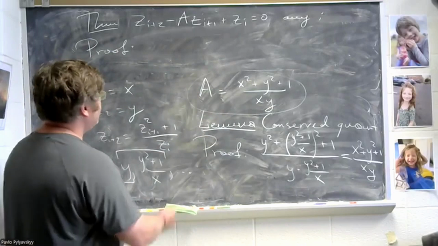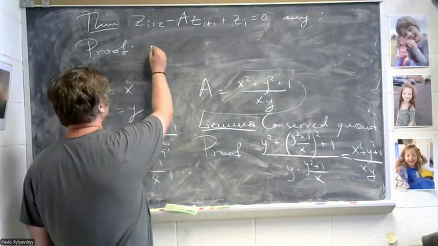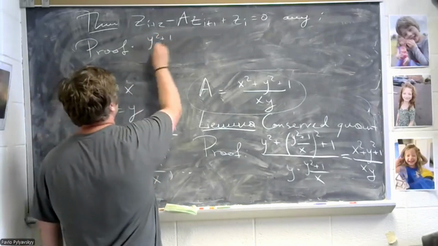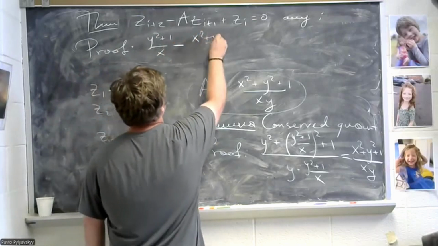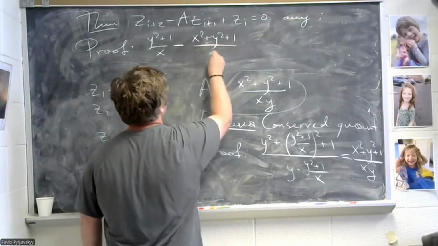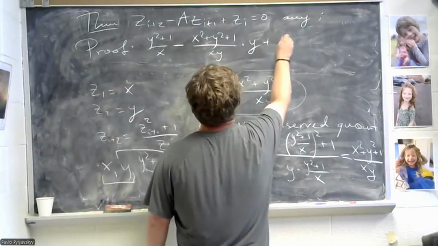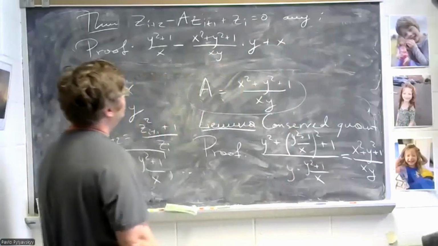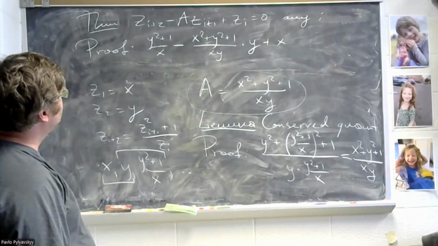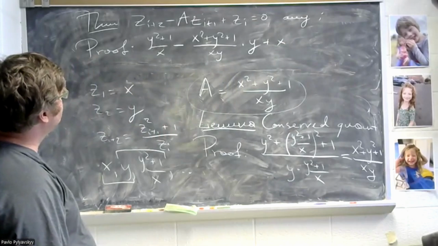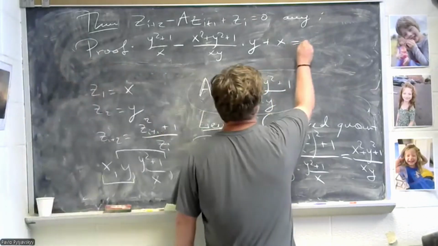Yeah, and then you just plug it in. We just do like y squared plus 1 over x minus x squared plus y squared plus 1 over xy times y plus x. And it's almost trivial, I think, to see. Is it almost trivial? Yeah, I think it's trivial to see that it's equal to 0.